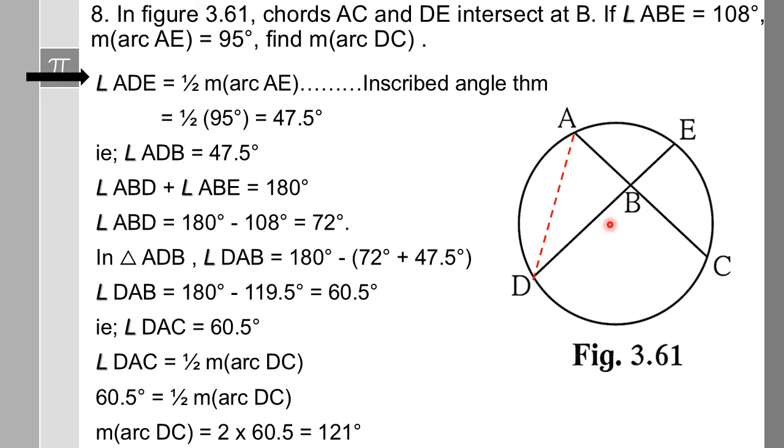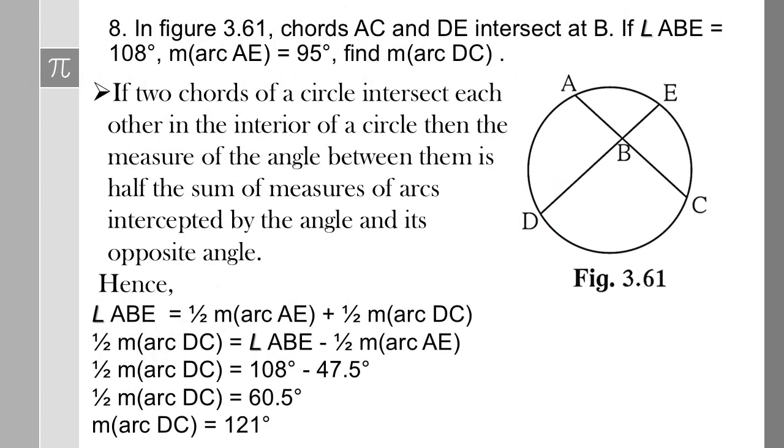considering the triangle angle sum property or the exterior angle property, anything you can use in this triangle, you find this angle. If you find this angle, you can find the measure of arc DC. Okay, the other way around, if you are aware of the property, it's much easier. Let's see. So here we are using the property.